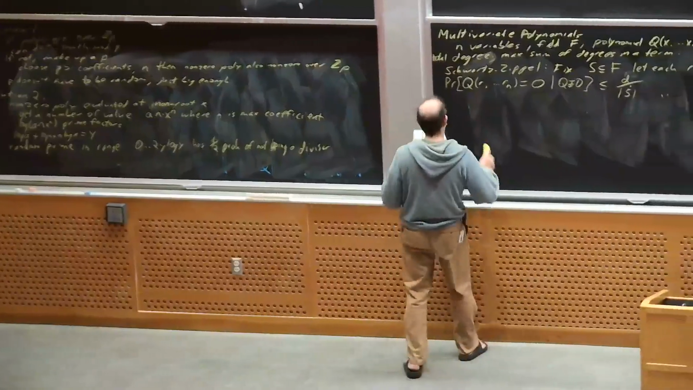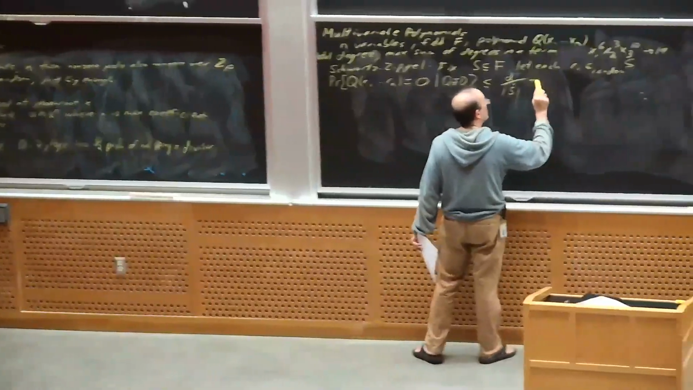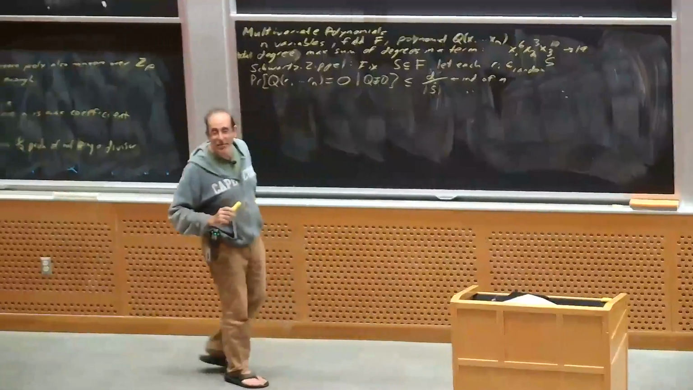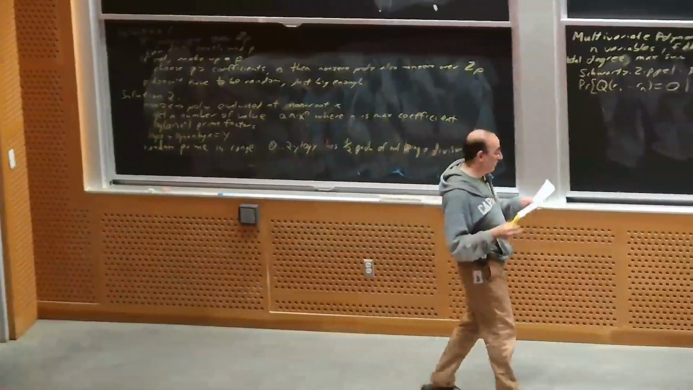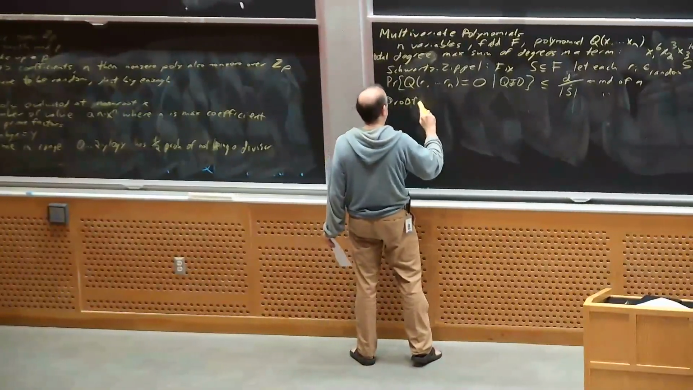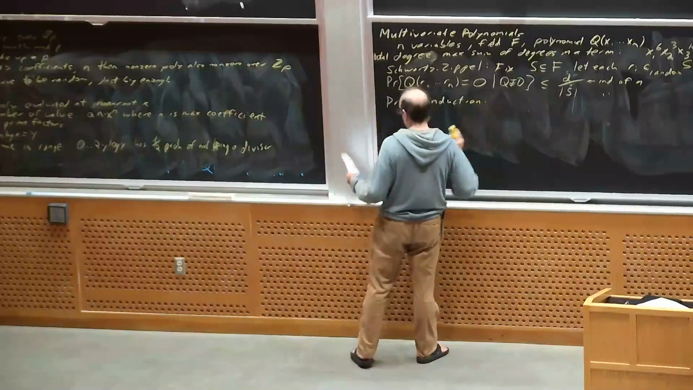So, proof. And importantly, notice that there is no dependence on n. It doesn't matter how many variables you have. It's still the same probability. Okay. So the proof is actually not that hard. It's an induction.